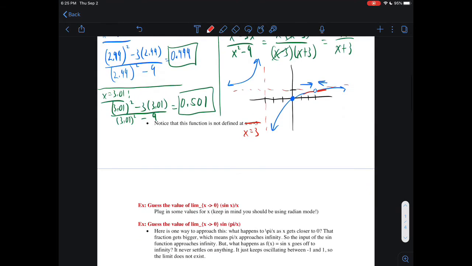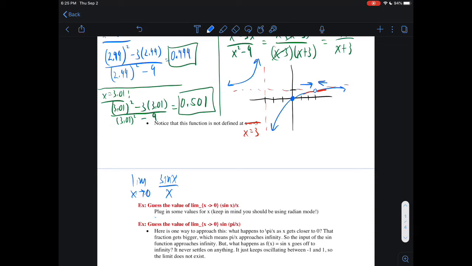Okay, let's look at another example. Guess the value of the limit as x approaches 0 of sine x divided by x. So first of all, keep in mind, if you were to plug in 0 to the function, you would get sine of 0, which is 0, divided by 0, which is undefined. So this function is not defined at x equals 0.